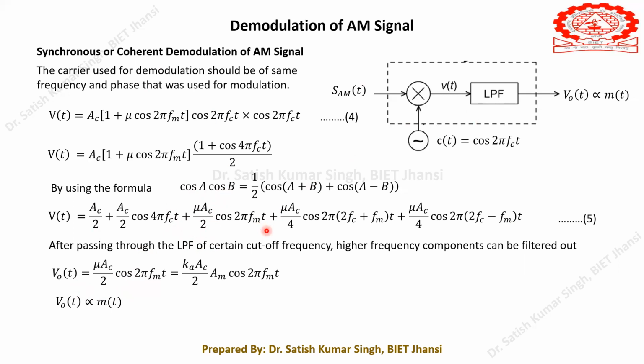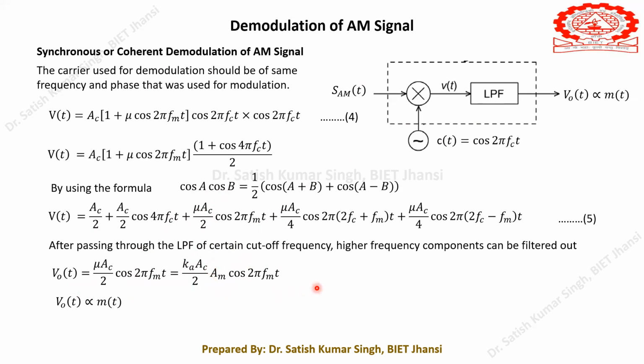Here we can further write this equation as, mu we have already defined. So our mu, the modulation index, is defined as Ka into Am. So here you can write Ka Ac by 2, and Am we have written here, so Am cos 2 pi fm t. Basically, this part is nothing but our message.